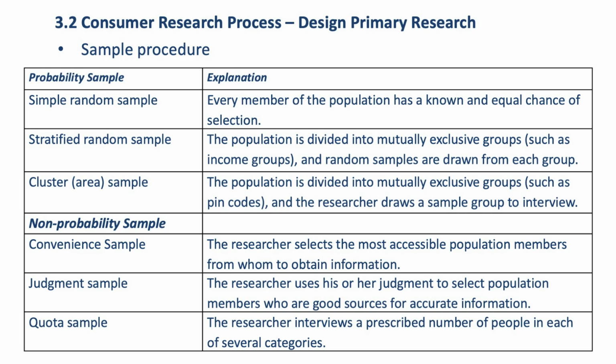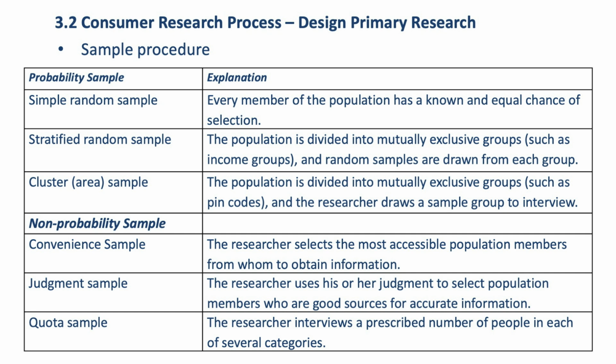So for judgment, the nature of a profile as well as whom to contact where. And then the quota sample. Here the quota is fixed up. The researcher interviews a prescribed number of people in each of the several categories.